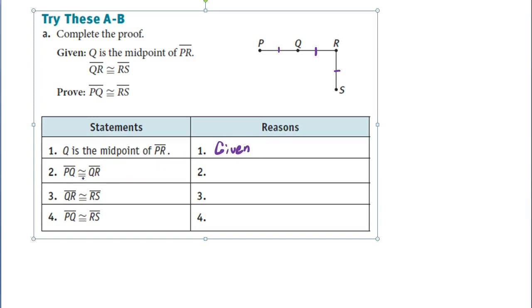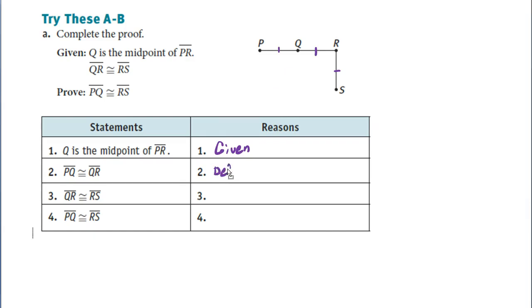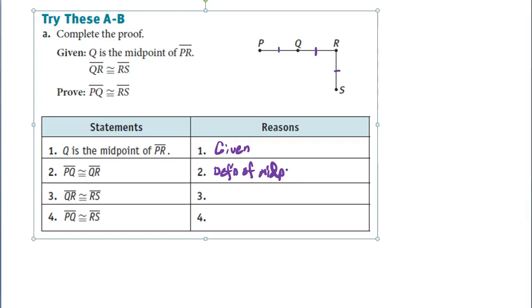Segment PQ is congruent to segment QR. How do we know that? How did I know that I could put a mark here and a mark here? Well, the reason is the definition of midpoint. The definition of midpoint said that a midpoint splits a segment in half, creating congruent pieces. Okay, next statement. Segment QR is congruent to segment RS. That was given information.